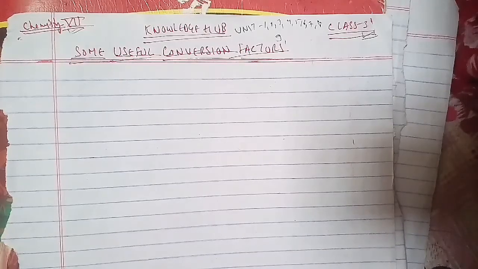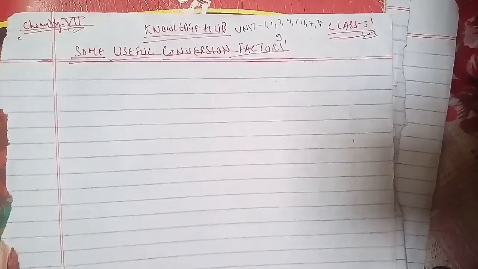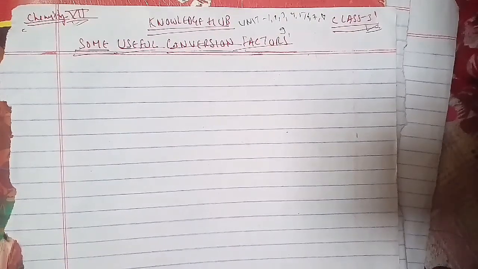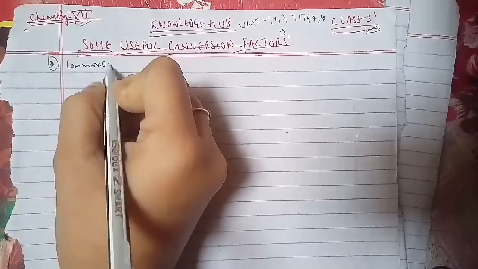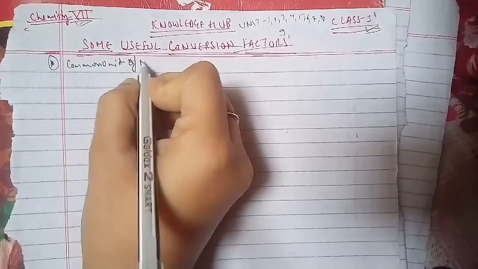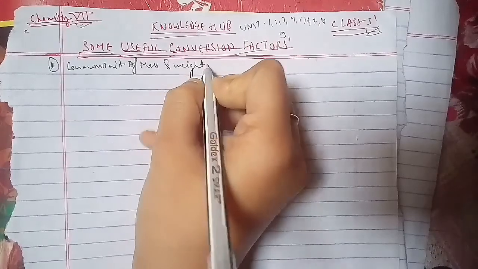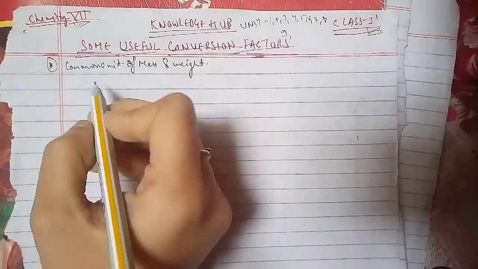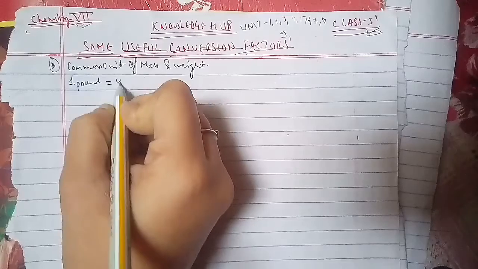Now in today's class we'll discuss some useful conversion factors, which are important. So we'll go ahead with the conversions one by one. The conversion is the common units of mass and weight. That is what we have to discuss here. First, 1 pound equals 453.59 gram.